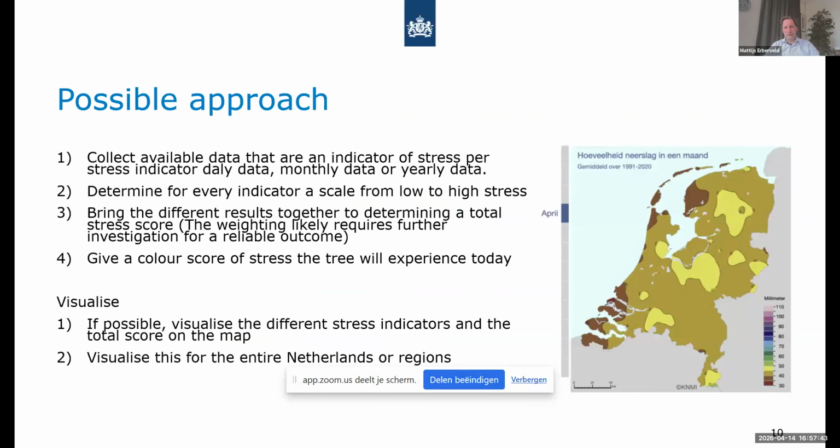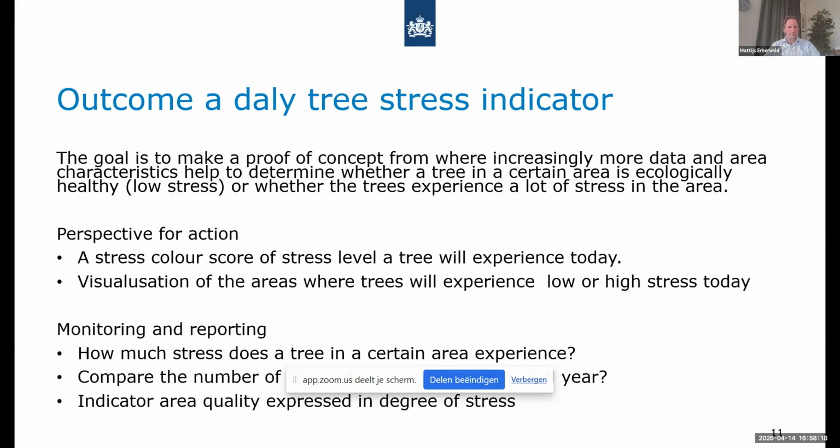And of course, this is one of the possible approaches. You collect available data, then determine on a scale of high stress, low stress, and bring them together. And maybe you can give a color or a picture of it, or visualize it on a map. So you can see, maybe, how your garden is going to do next week, or the ecological parts of it. Well, it is, of course, input for action.